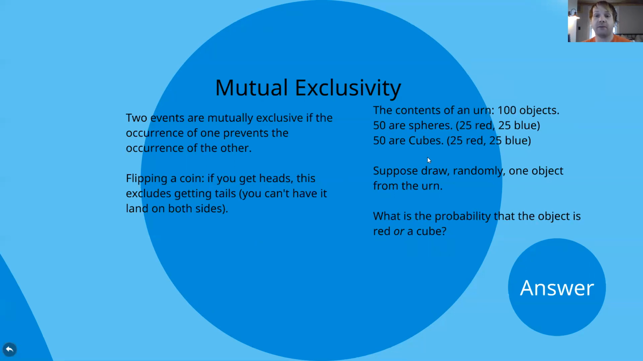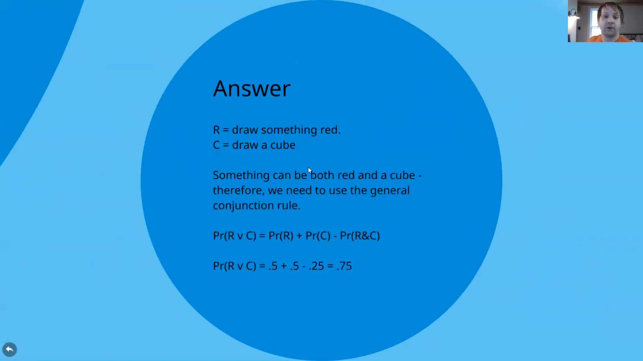Well, we know, given the composition of the urn, that there are 50 spheres and 50 cubes, and of those populations, there are 25 of each that are red and blue. So it's possible for something to be both red and a cube. And so we need to deploy the general disjunction rule as a way of calculating the probability of that event. And so here's the way it might work.